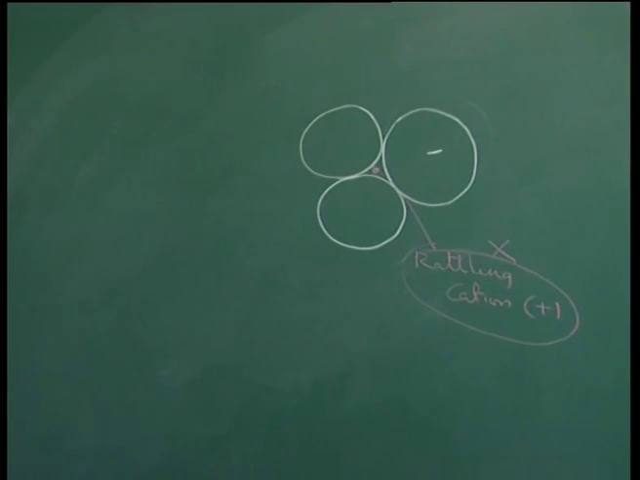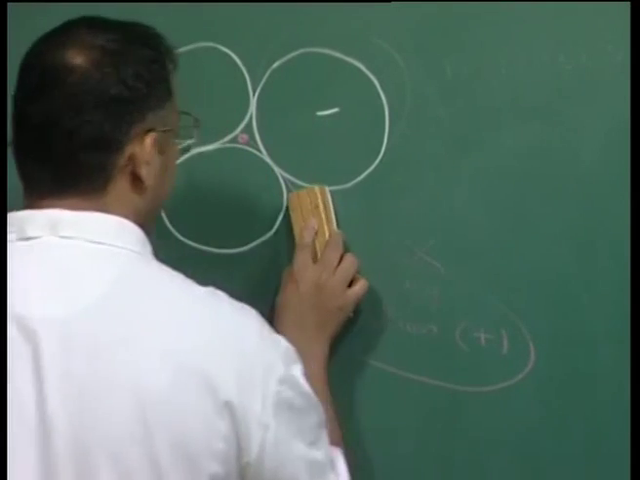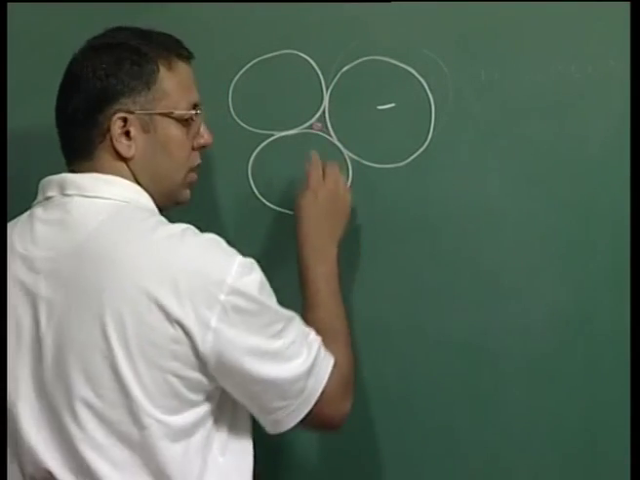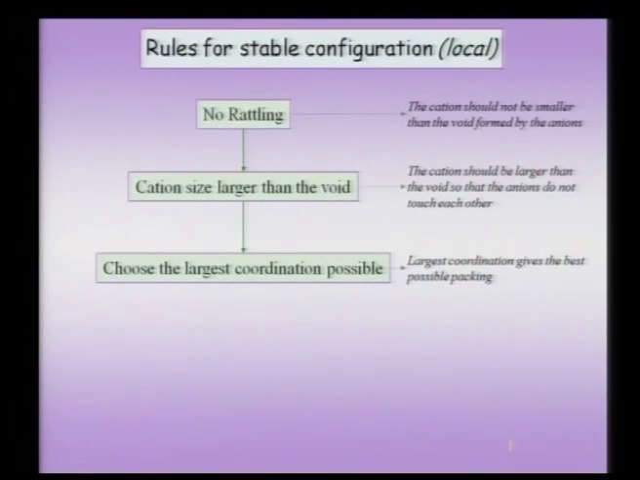The second point I need to note is that the cation should be larger than the void, and this is obvious because suppose I have a cation of the correct size. Let me use the same figure to draw a cation of the same size. Let me go to the slide again. So, the second point is that the cation size should be larger than that of the void. This point has to be noted, and that is what I am illustrating on the board now.